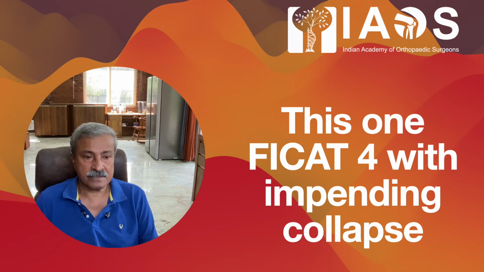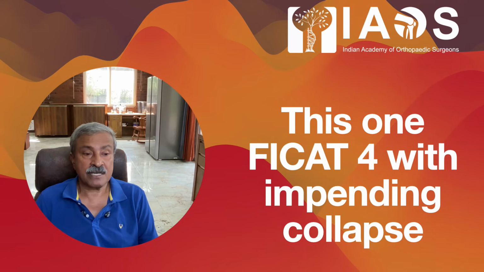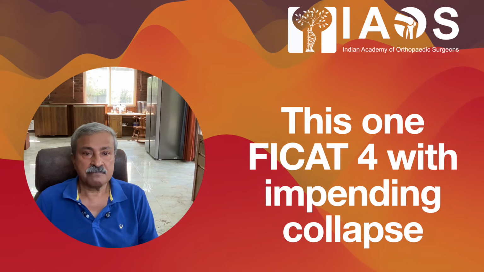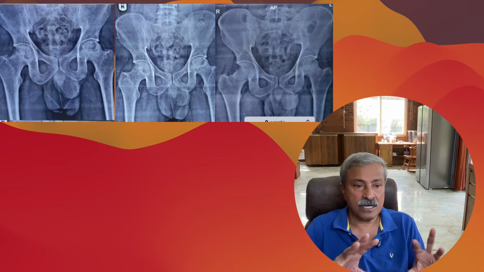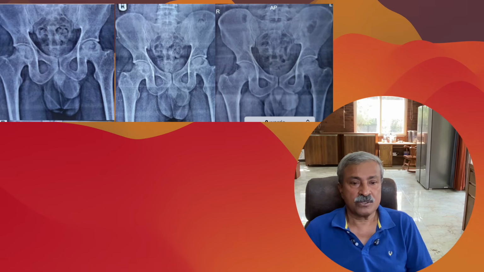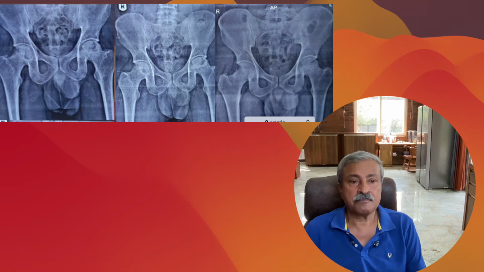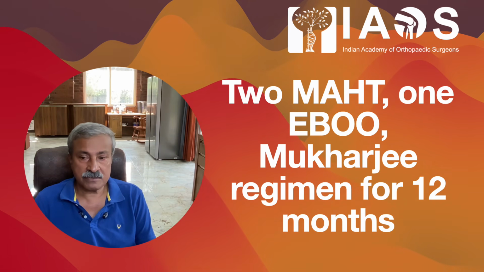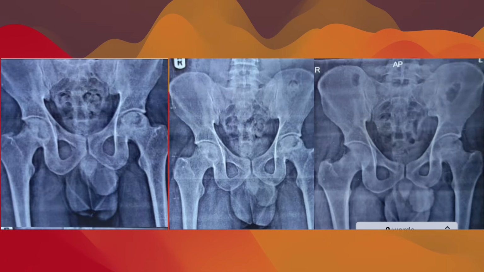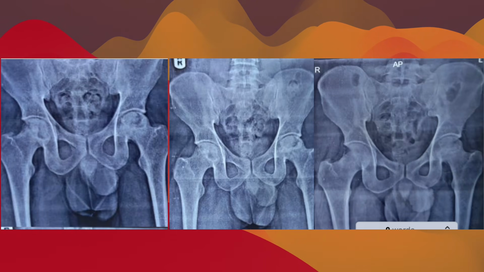Another case, this one is a FICAT grade 4 with impending collapse, and you can see how the X-ray shows progressive improvement, joint space is maintained and the hip becomes practically normal. 2 MAHTs, 1 EBOO, Mukherjee regime for 12 months. We however continued Mukherjee regime for 18 months for full relief.